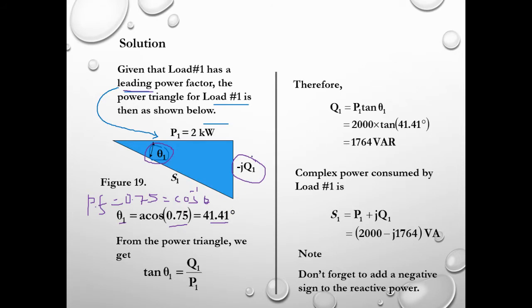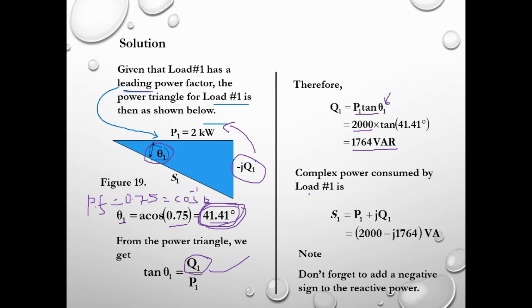From the power triangle, tangent theta 1 is equal to Q1 over P1. Rearranging the equation in terms of Q, we have Q1 equal to P1 tangent theta 1. So 2000 is given in the question, and the angle we just obtained is 41.41. Substituting into tangent of 41.41, the value of Q1 is 1764 var.